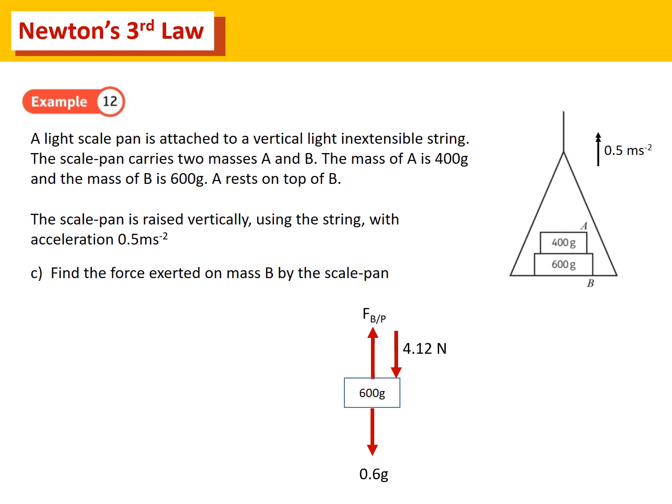So now the object is accelerating upwards at 0.5 meters per second squared. So we have one positive upward force and two downward forces, so they've been negative. So when we're applying Newton's second law, we've got the upwards reaction force minus the weight minus the contact force from object A equals mass of the object times the acceleration. And that gives us 10.3 newtons.